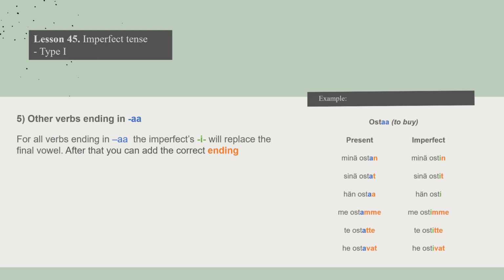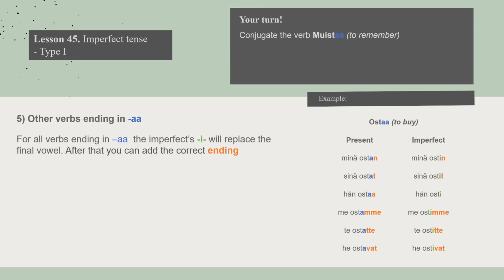Minä ostan. Minä ostin. Sinä ostat. Sinä ostit. Hän ostaa. Hän osti. Me ostamme. Me ostimme. Te ostatte. Te ostitte. He ostavat. He ostivat.